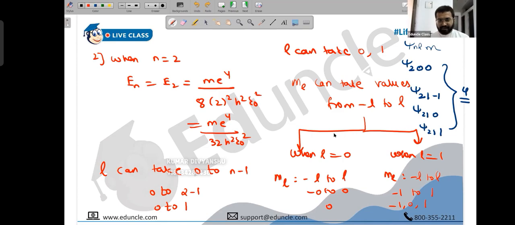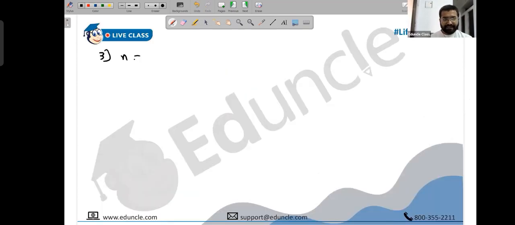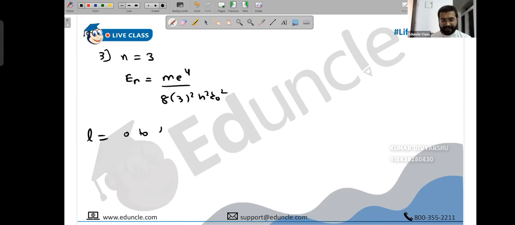Next, let's talk about the third, when n is 3. So energy would be me raised to 4 upon 8, 3 square, h square, epsilon square. Now let's start with L. Who will share this energy? That's what we want to discuss. L goes from 0 to n minus 1, so 0 to 3 minus 1, so 0 to 2. L can take 0, 1, and 2. It can take all the values.